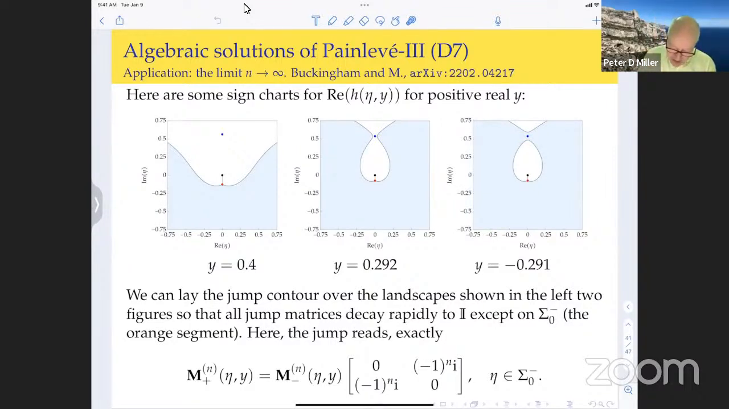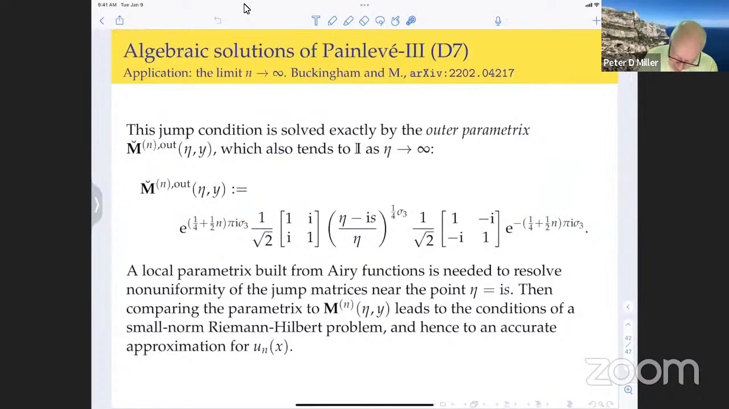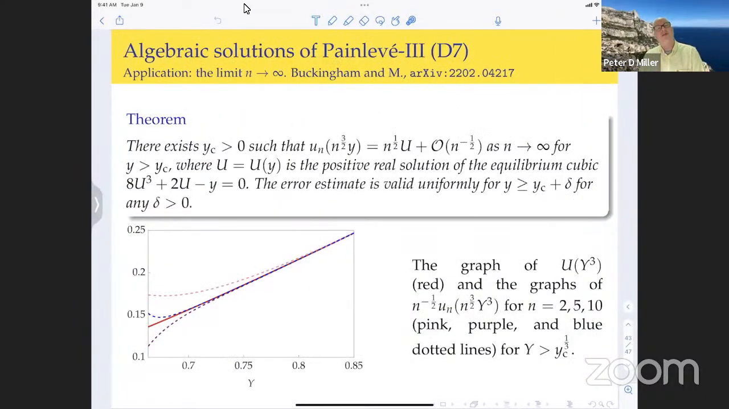And since I'm out of time, I'm not going to describe it so much, but let me just tell you a theorem that we can prove from this. This is a theorem that says that there's some number yc positive, so that if I look at this algebraic function as a function of the argument n to the 3/2 y, then that's going to be a square root of n times some capital U that solves this equilibrium cubic equation. Okay, and the error is of size n to the minus 1/2.